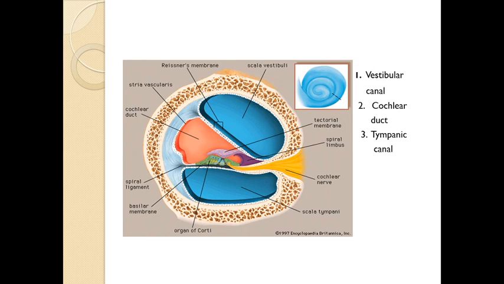And we can see that there is a special structure. There are two special membranes that separate the cochlear duct from the vestibular canal and the tympanic canal. The membrane that separates the vestibular canal from the cochlear duct is Reissner's membrane, while the membrane that separates the cochlear duct from the lower tympanic canal is called the basilar membrane. And we can see that there is a special structure on the basilar membrane.